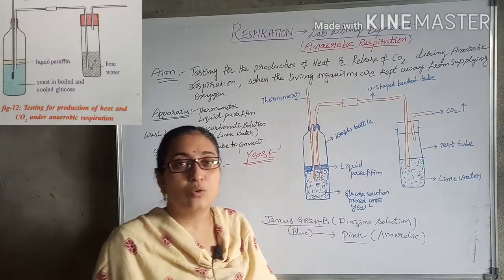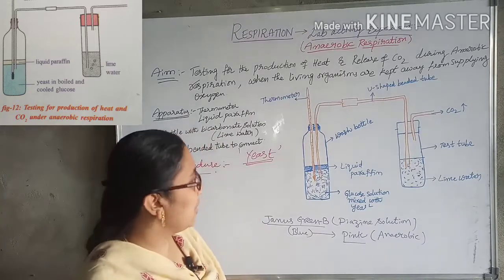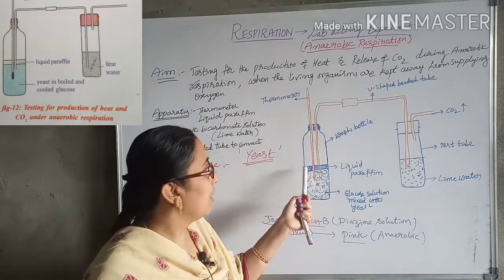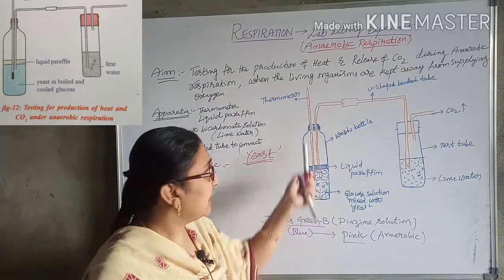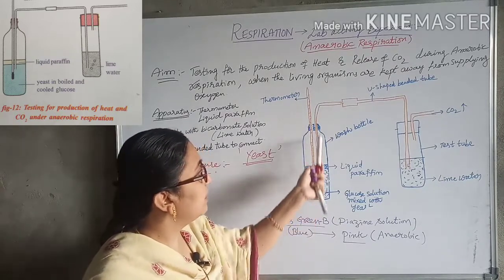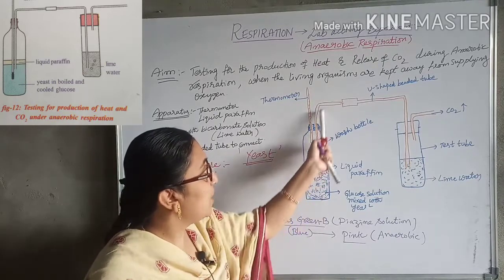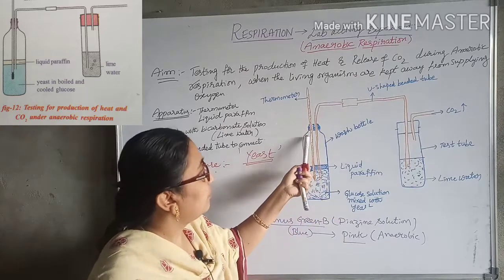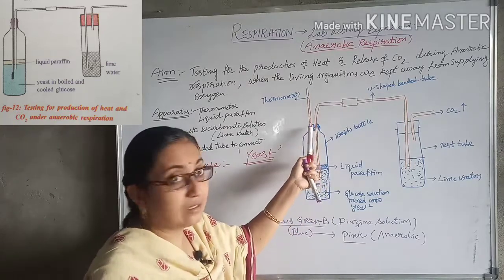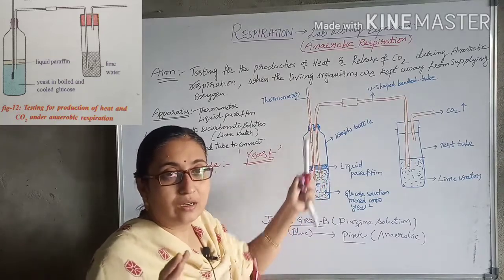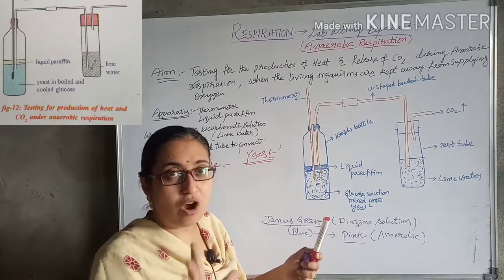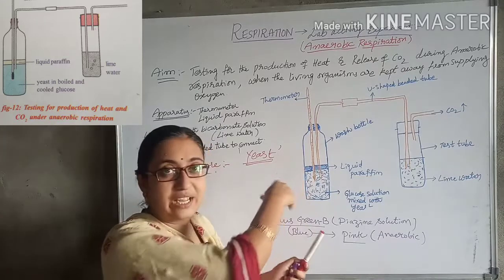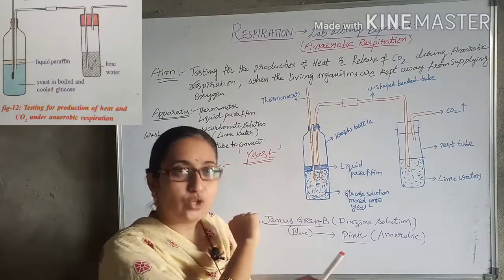Afterwards, the next thing you have to do is take that glucose solution in this wash bottle. Then insert one thermometer and a U-shaped tube like this. Then you close that wash bottle with a tight cork. You take one cork and make 2 holes so that you can insert the thermometer and the tube.